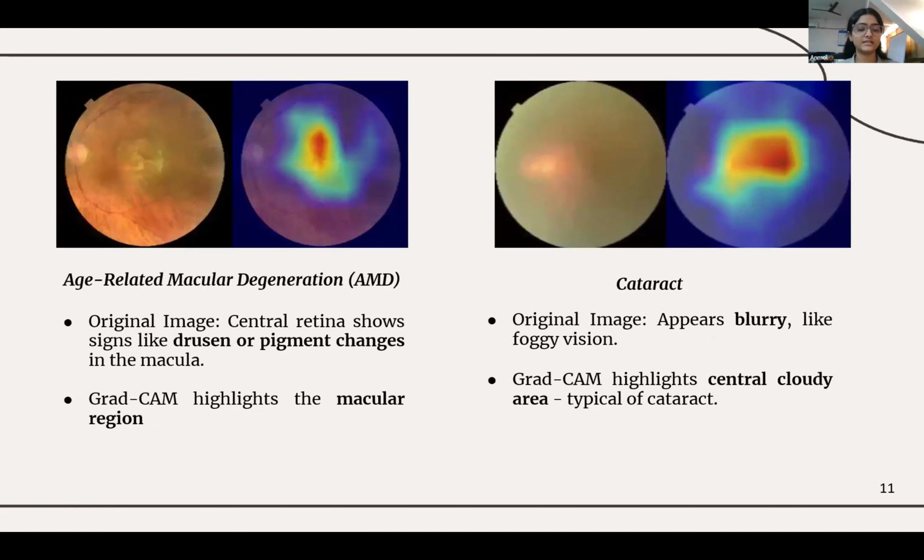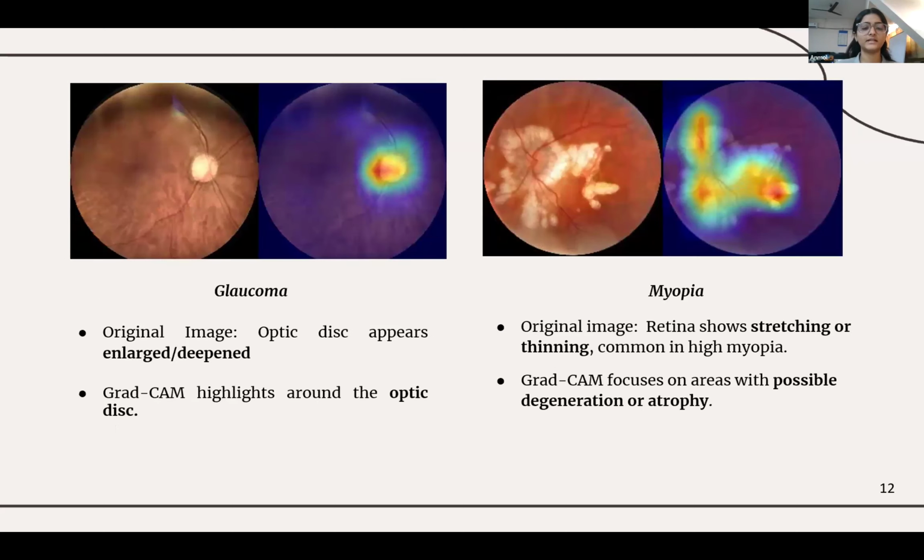So in age-related macular degeneration, the original image showed the central retina changes like drusen or pigment changes around the macular region. And the GradCam also highlighted the same region, that is the macular region. In cataract, the original image appears somewhat blurred, and GradCam also highlighted the central area, that is the blurred region. In glaucoma, the optic disc appears enlarged, and the GradCam also focused on the area around the optic disc. In myopia, the retina shows strong thinning, which is common in high myopia. And GradCam also focuses on the area of degeneration.